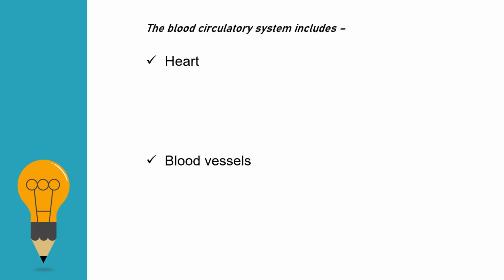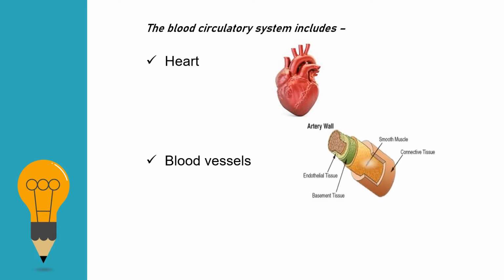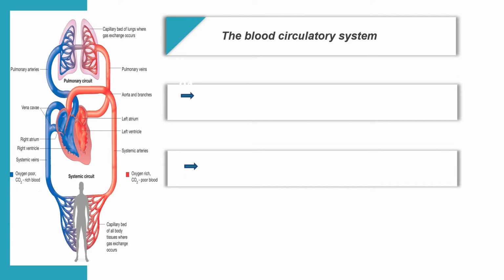So, what is the blood circulatory system? The blood circulatory system includes the heart and the blood vessels through which the blood can circulate throughout the body. The lymphatic system consists of lymph nodes and lymph vessels through which the lymph flows. I will discuss the lymphatic system in another video later on. Now coming to the blood circulatory system.